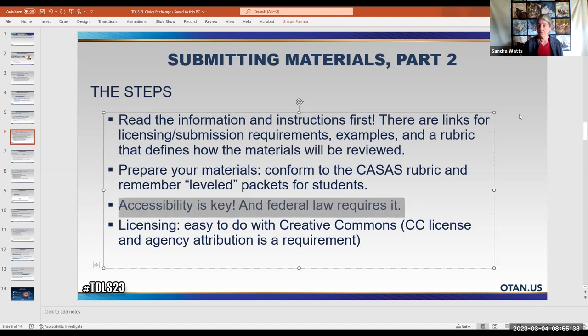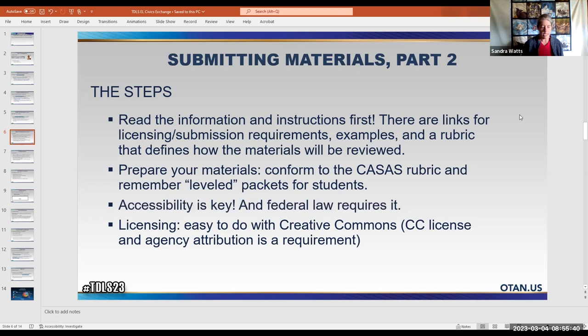Accessibility is key. Okay, it's federal law. Anything going up online has to be accessible. Okay, more on that later, and on the presentation that follows this, but I believe Margaret's a co-host for. So, and then licensing. Licensing is a requirement, but pretty easy to do with Creative Commons. Again, if you want information on that, I have resources later in the slideshow. And CASAS and OTAN have lots of resources on this.